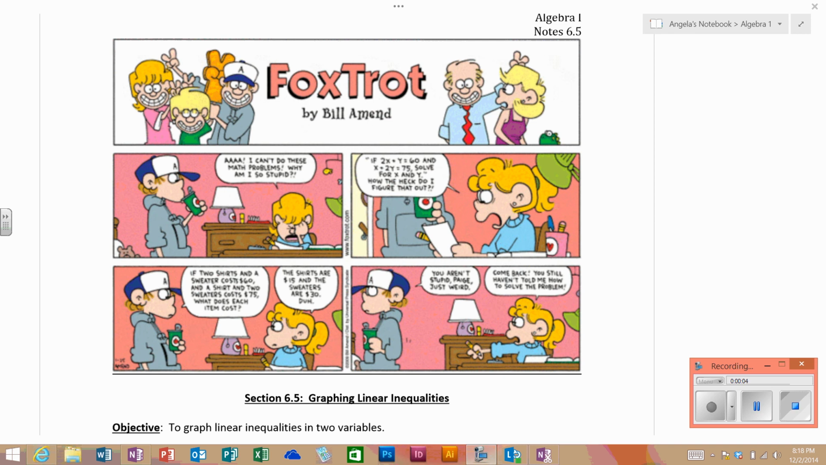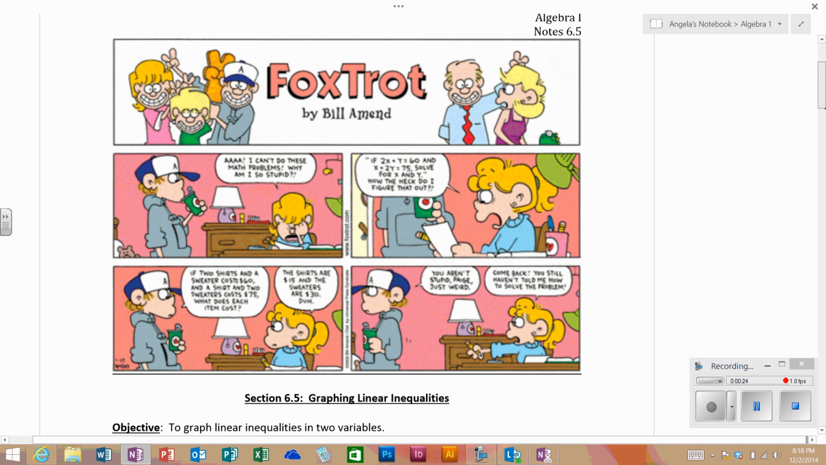Okay, on to lesson 6.5 for Algebra 1. If you guys notice, these notes are a little bit different than I normally do them. These are just a bunch of examples, which is kind of easier than doing the PowerPoints. There's a fun little cartoon you all can read at the beginning. It makes me laugh, so go ahead and read that when you want.